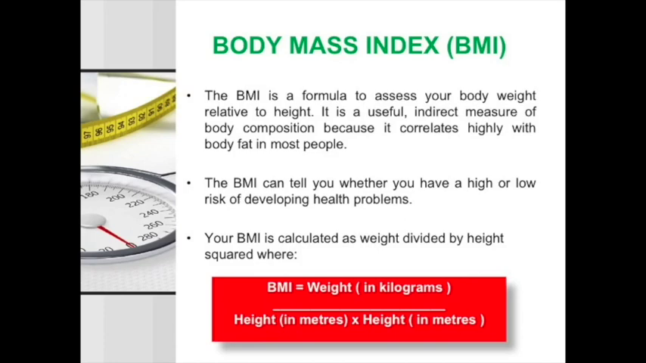BMI is a formula used to assess your body weight relative to height. It is a useful indirect measure of body composition because it correlates highly with body fat in most people. The value of BMI can tell you whether you have a high or low risk of developing health problems. BMI is calculated by dividing your weight in kilograms by your height squared. You can now start to calculate your BMI based on this formula to identify your own BMI. Your BMI result will tell you about your body weight status.